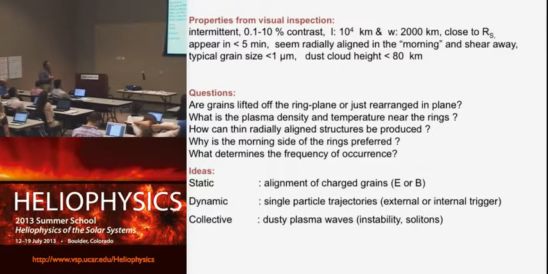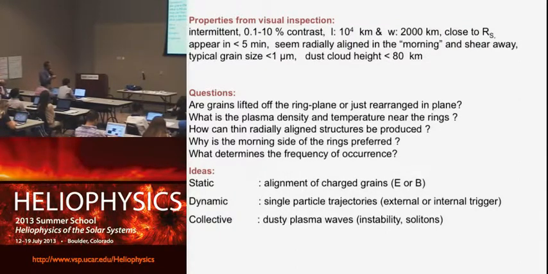They appear to be radially aligned. They appear to be new or fully radial in the morning terminator. I'll show you what that is. And then the picture is consistent that they shear away, and I will tell you what I mean about that. The particles that make these up have to be submicron because of light scattering properties, and they remain either in the ring plane or very close to the ring plane.